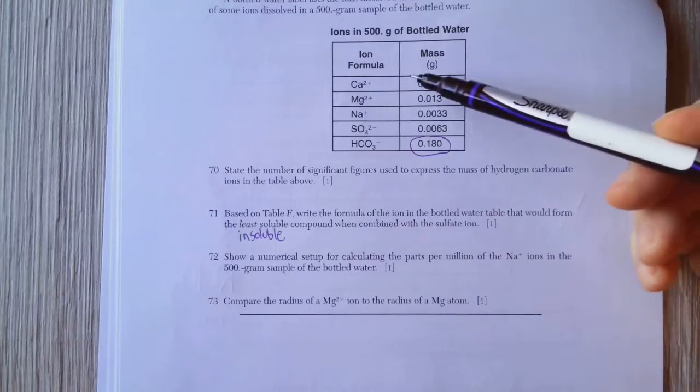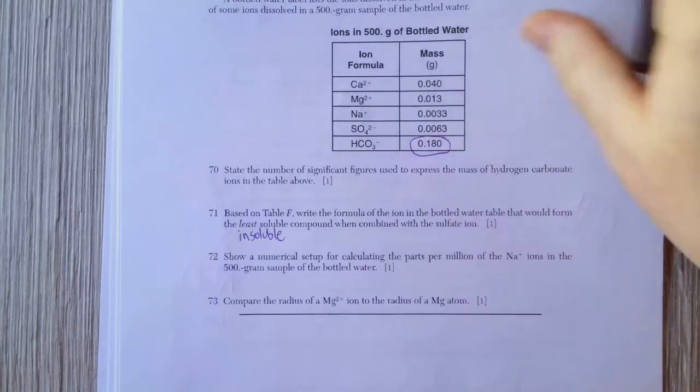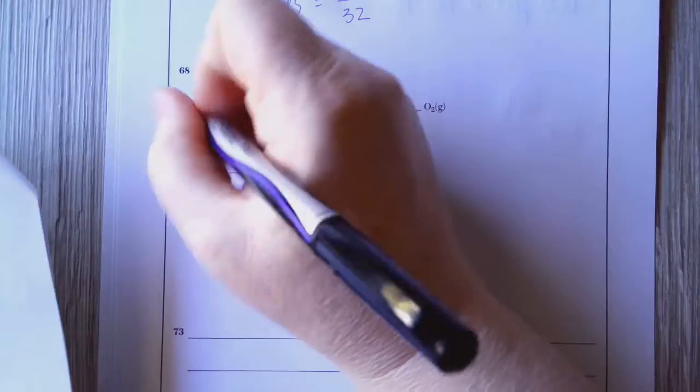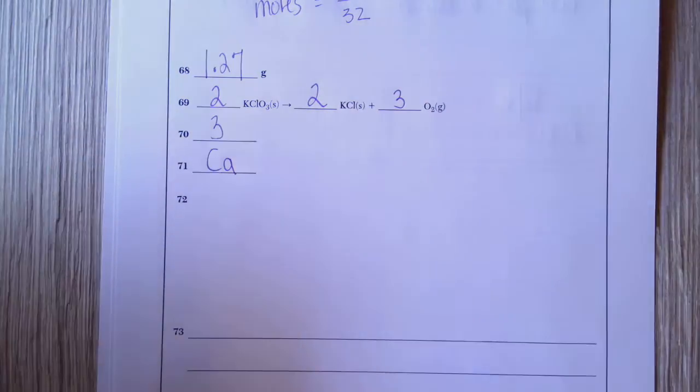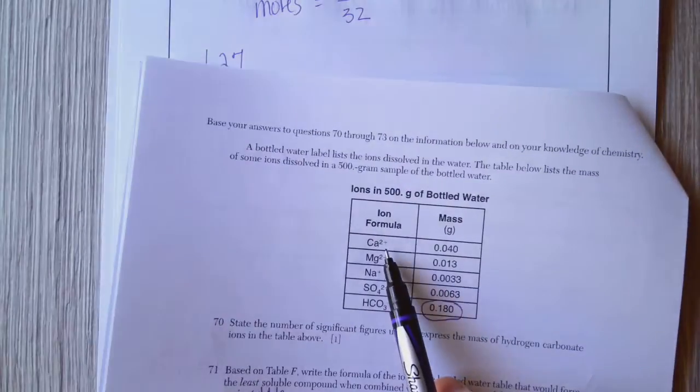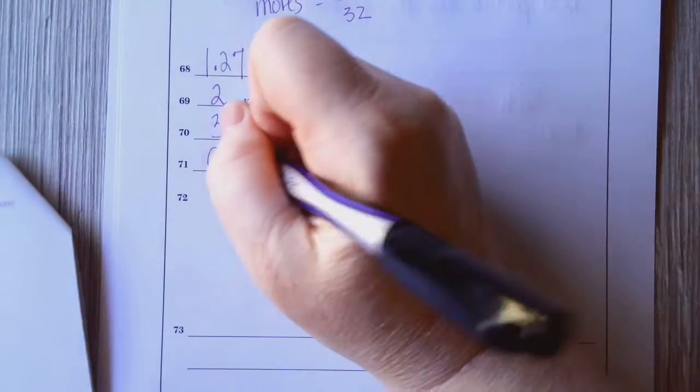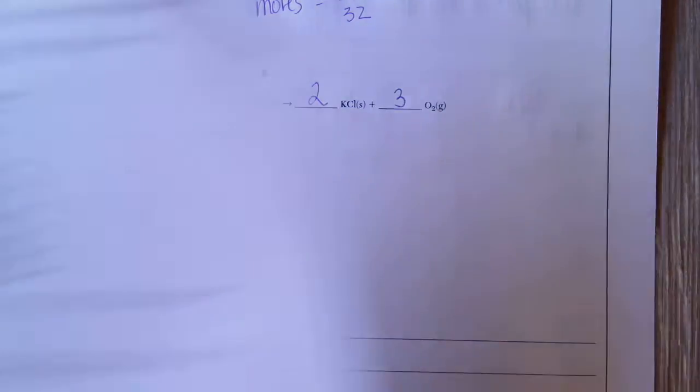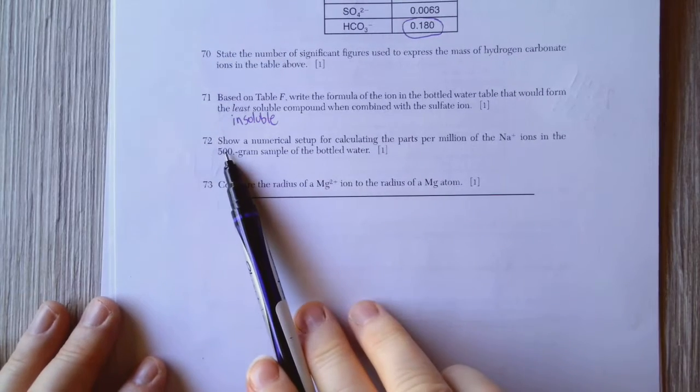So which one of those is included? Oh, Ca2+. Do not just write Ca. This table doesn't say just Ca, does it? No. 2+. All right, 72.